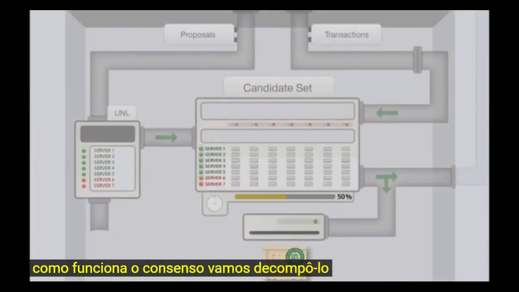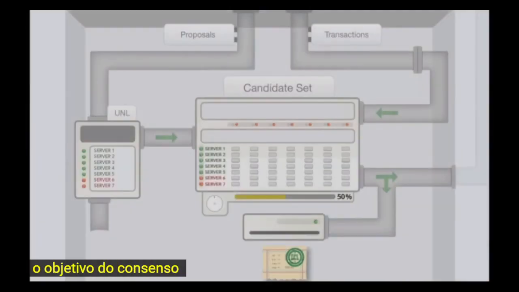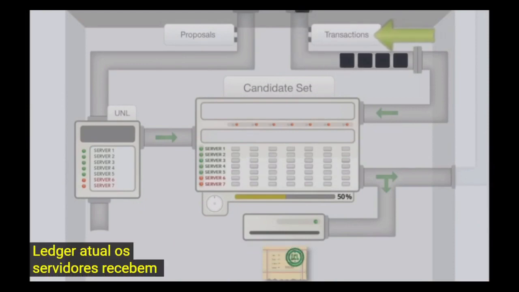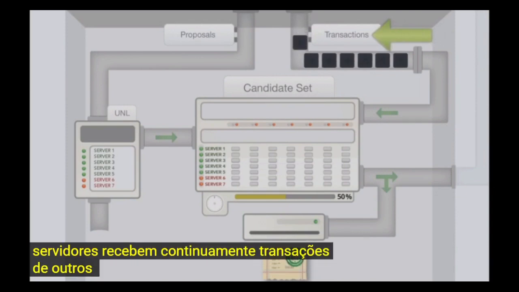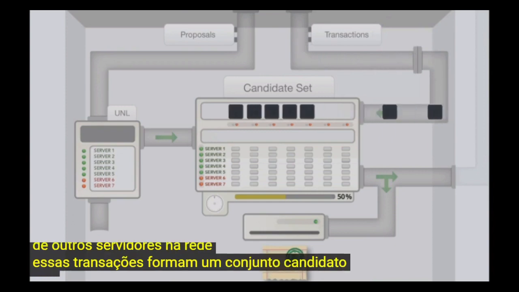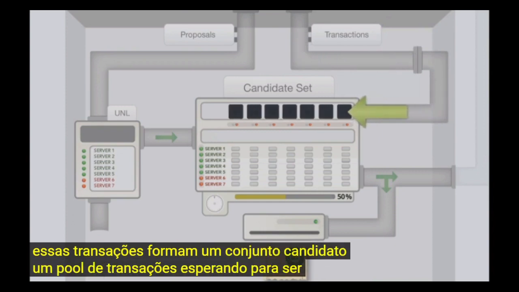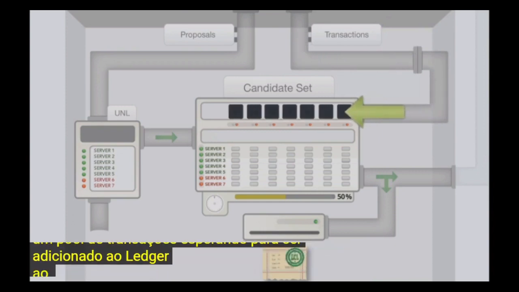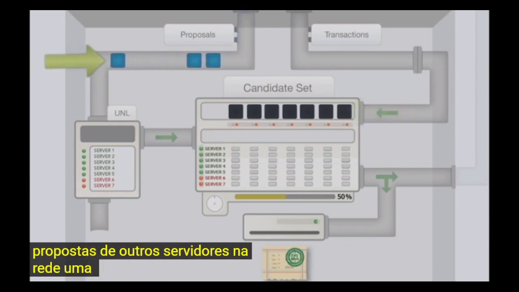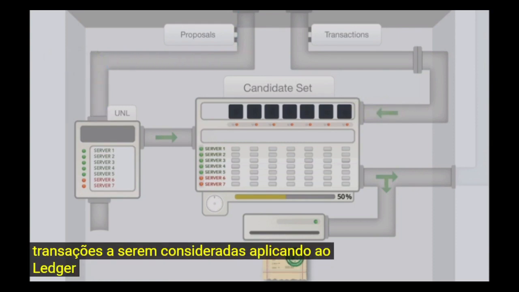Let's break it down. The goal of consensus is for each server to apply the same set of transactions to the current ledger. Servers continually receive transactions from other servers on the network. These transactions form a candidate set, a pool of transactions waiting to be added to the ledger. At the same time, the server receives proposals from other servers on the network. A proposal is a set of transactions to consider applying to the ledger.